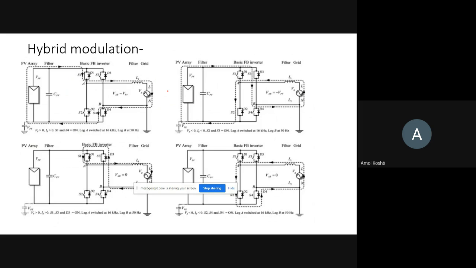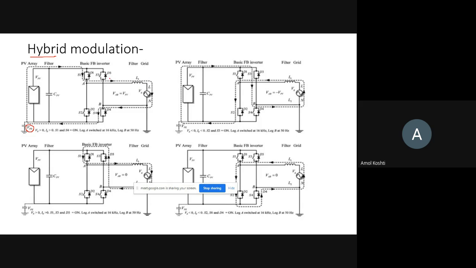Now the third one is the hybrid modulation. The name itself indicates hybrid. Hybrid means, as I told you, in the previous two, this VP is only for the fundamental frequency component, which is the grid component. Here we have two frequency components. One is the switching frequency, which is a very high frequency, and one is the grid frequency, which is a fundamental frequency. The grid frequency can be 50 hertz, it can be 60 hertz.